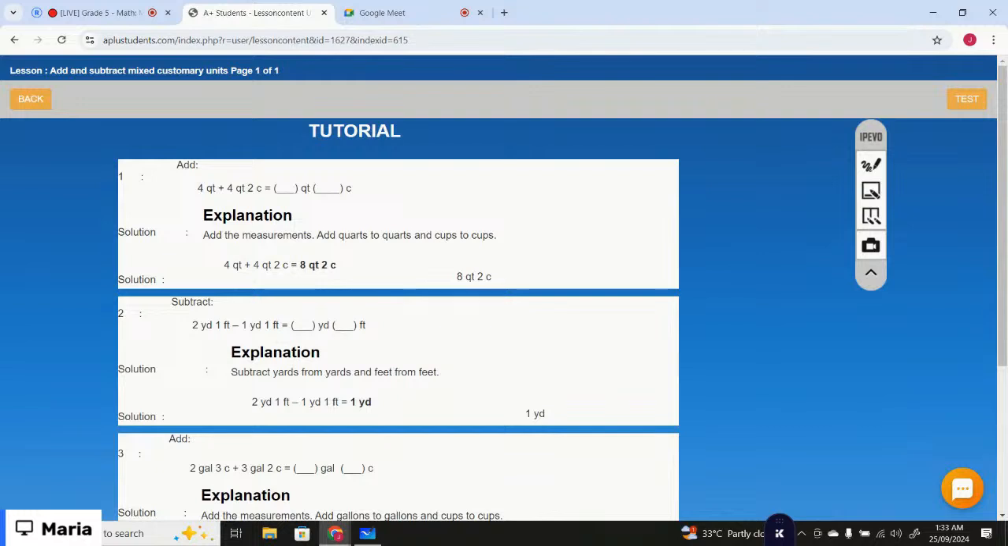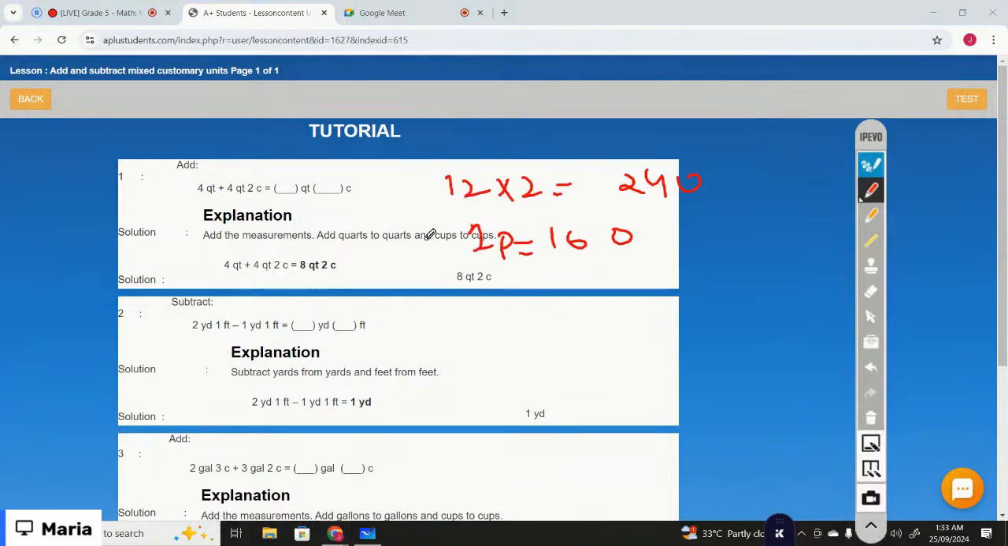So you always add the same units, right? You add quarts to quarts and cups to cups. So here you have 4 quarts and 4 quarts, that makes 8 quarts. Here you don't have cups, so that is 8 quarts and 2 cups.